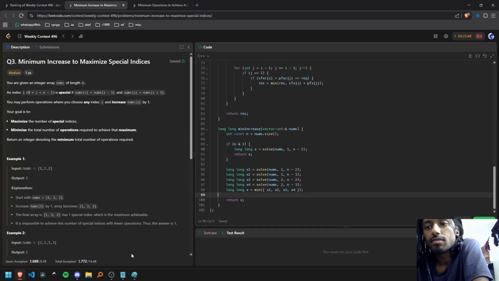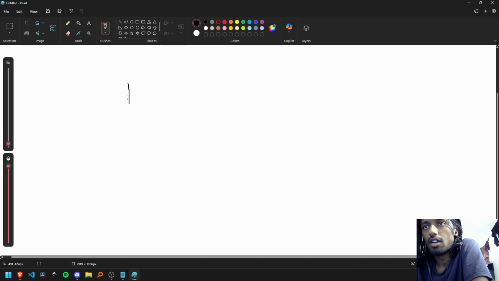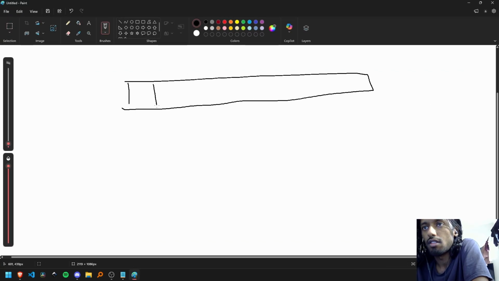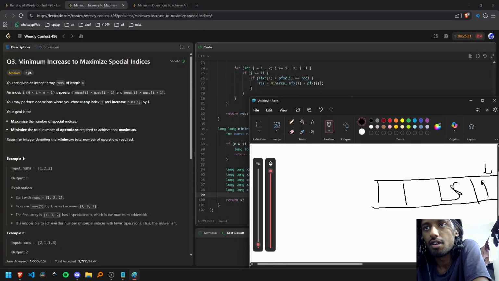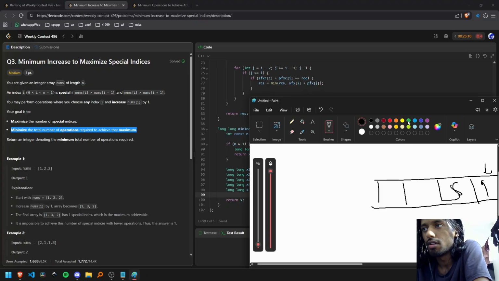Alright. So basically Q4 is we are given an array and a special index is an index which is greater than its neighbors. This would be special, let's say 5, 9 and 6. This is special since it is strictly greater than its previous and next element, right? And since special is defined for only 1 to n minus 2, what we have to do is maximize the number of special indices and minimize the total operations to achieve that maximum.